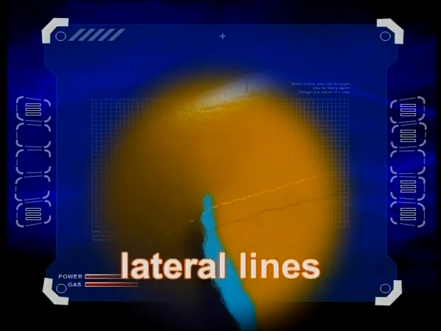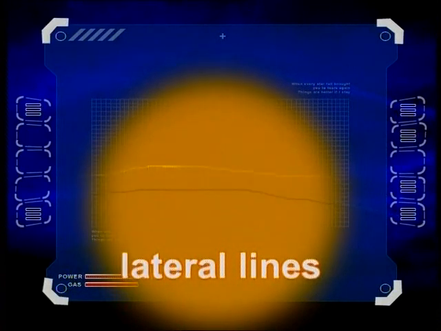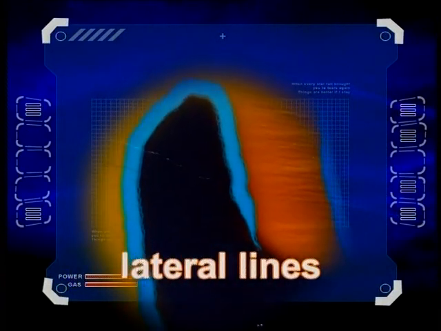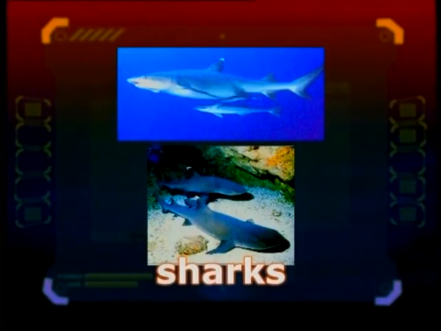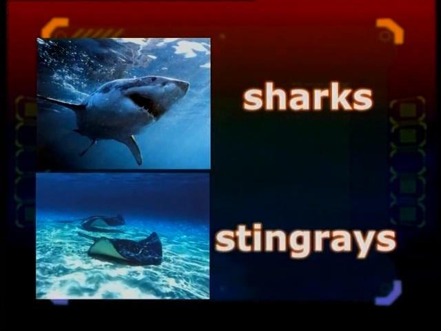They use lateral lines to detect vibrations and movements in the water. Some species of fish, such as sharks, give birth to the young. Sharks and stingrays have bones made of cartilage.